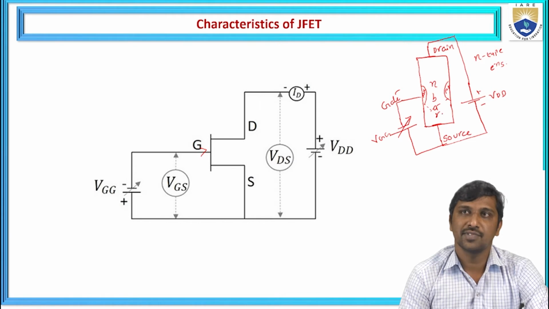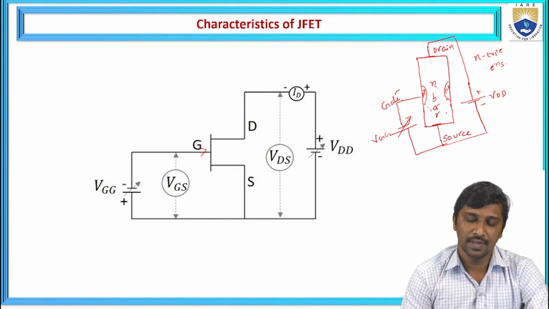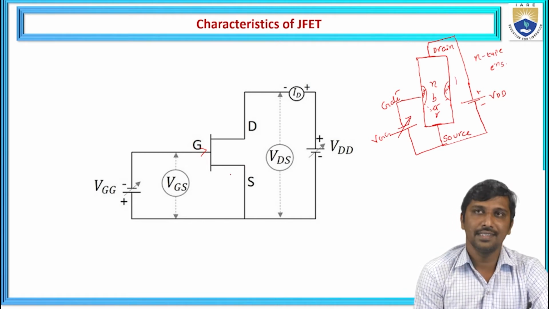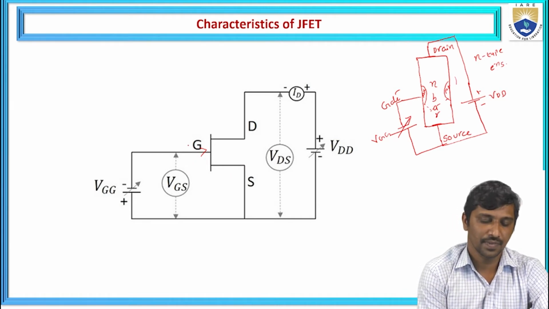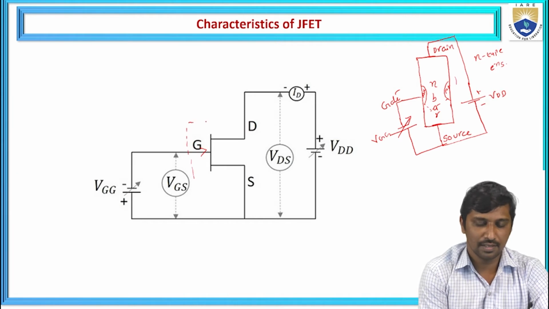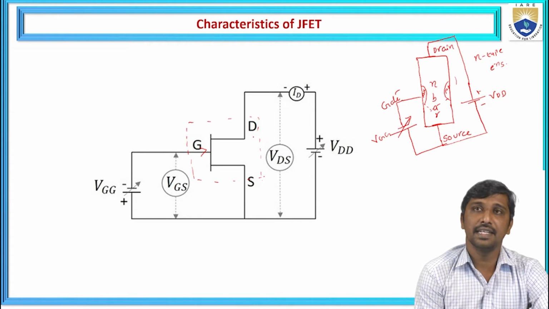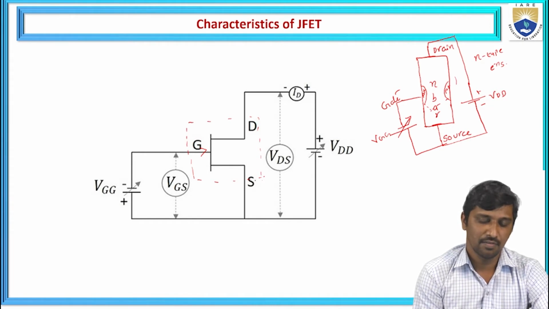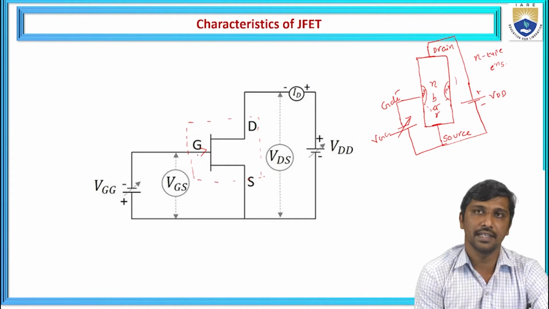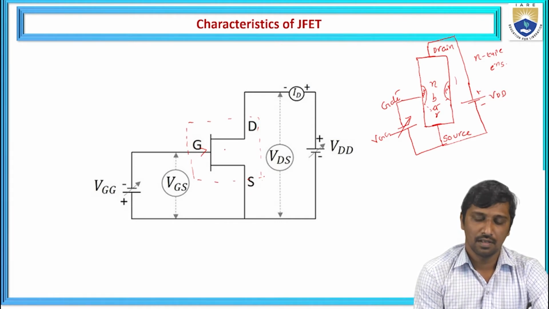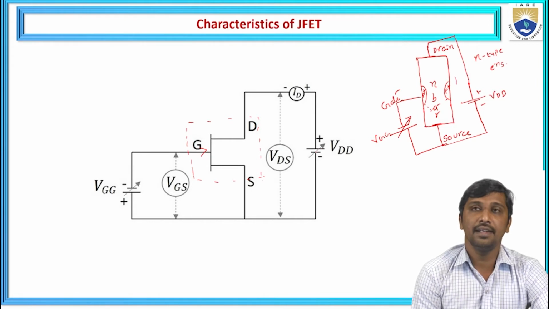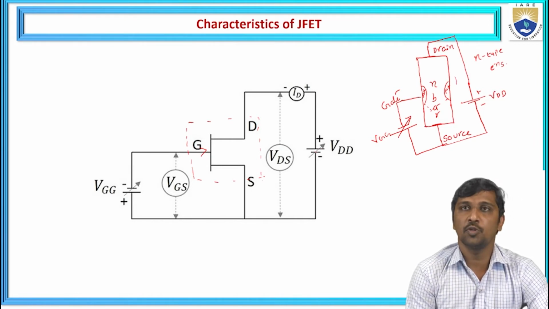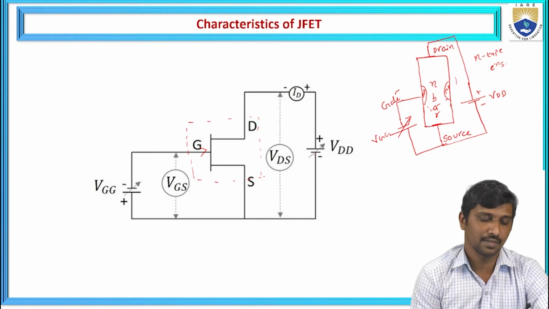So here, this same internal construction is replaced with an n-channel JFET symbolic representation, and this is the symbolic representation of n-channel JFET. It contains three terminals: D indicates the drain, S indicates the source, and G indicates the gate. And to identify the behavior, we need to plot two types of characteristics.